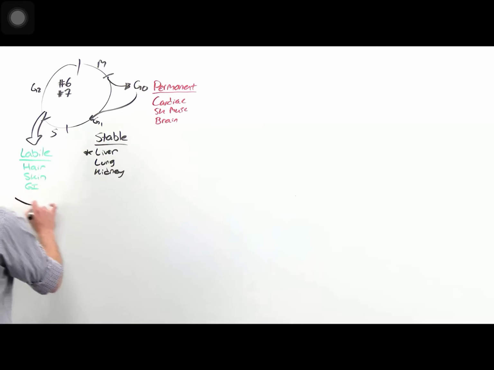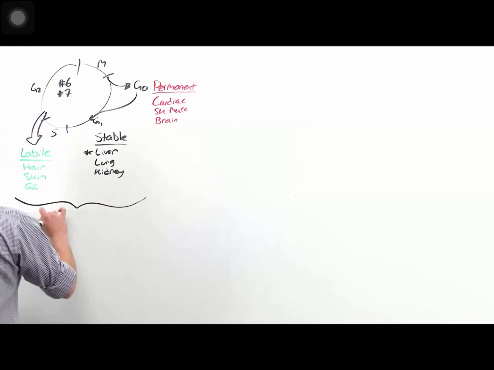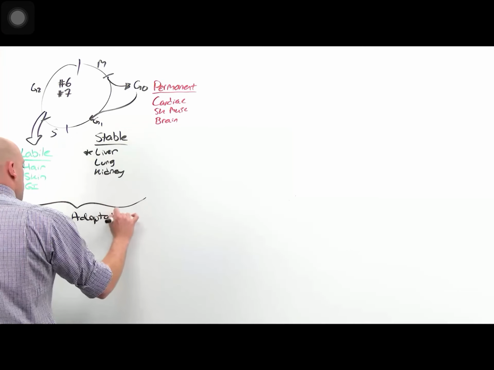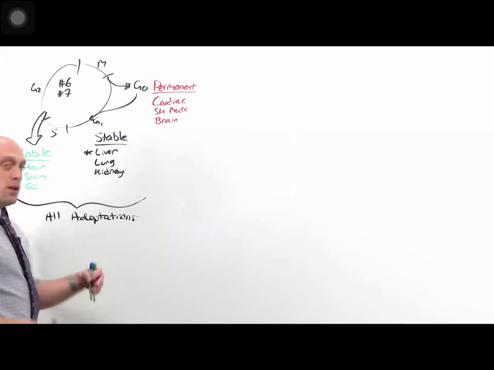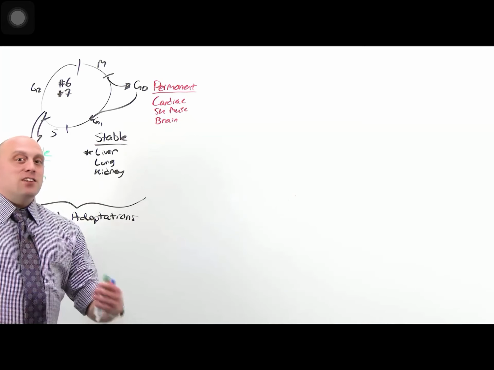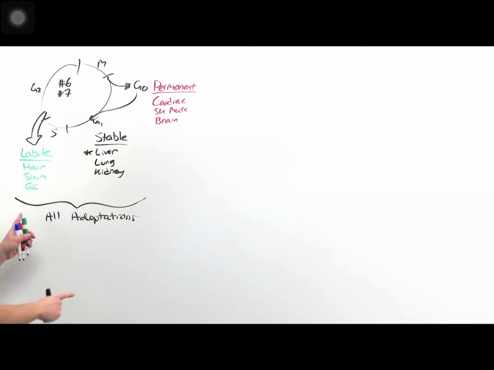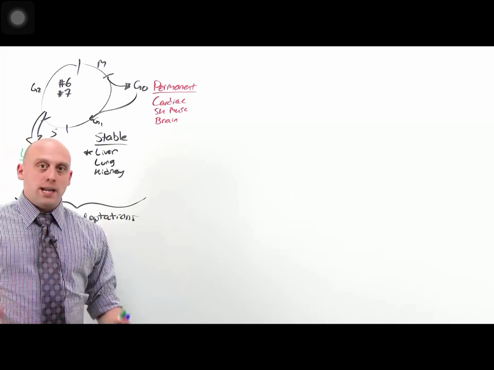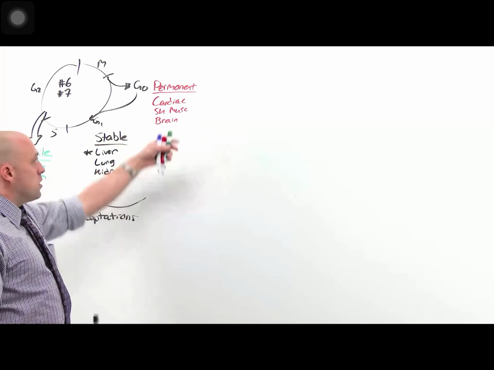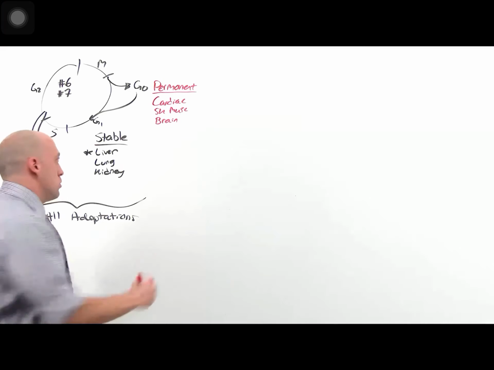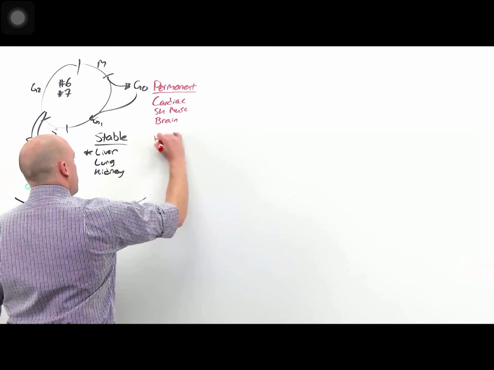Labile cells and stable cells are capable of using all adaptations because adaptations involve both changes in cell size and number. Because they have proliferations, they can change. Labile cells and stable cells can use all cellular adaptations, whereas permanent cells, because they cannot re-enter the cell cycle, can only use hypertrophy and atrophy.